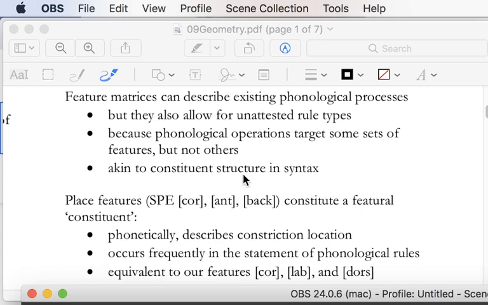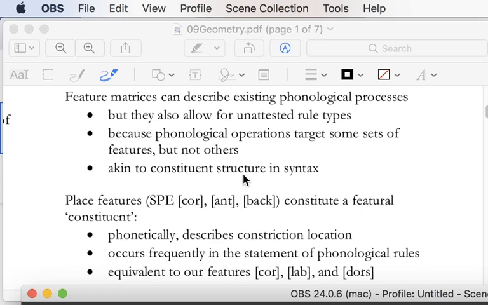Why is that with regard to this particular problem? Because phonological operations tend to target some sets of features, but not others. And this is very much parallel or similar to the concept of constituent structure in syntax. I'll go into that in a minute, but just keep that thought in your head.